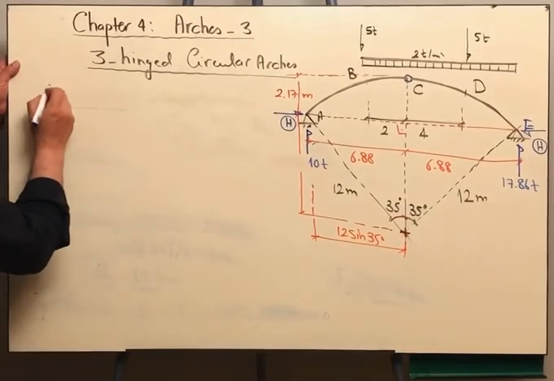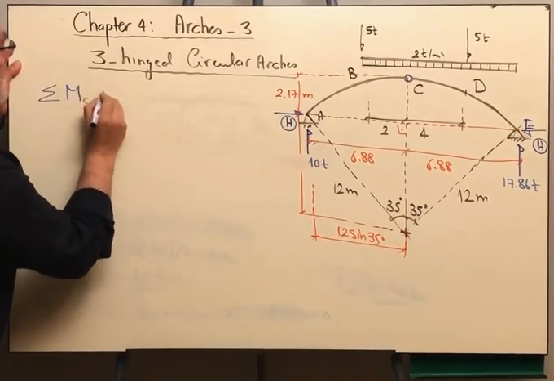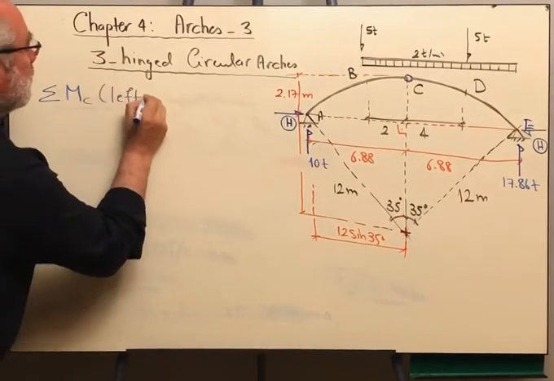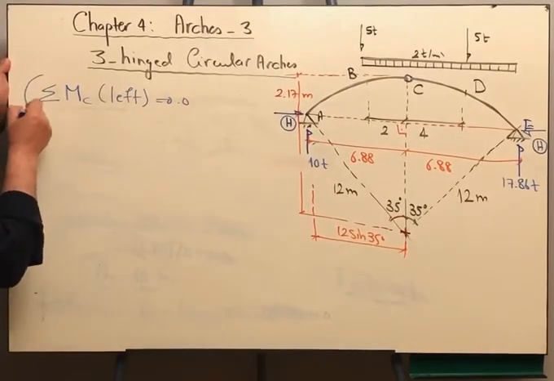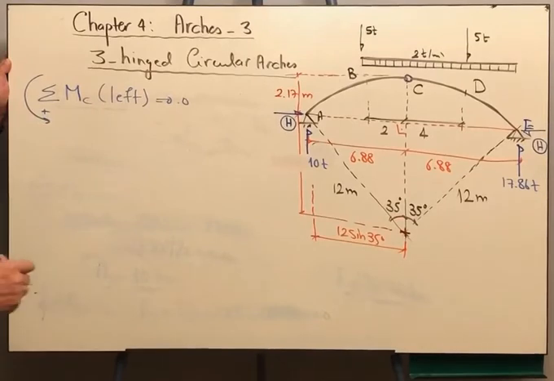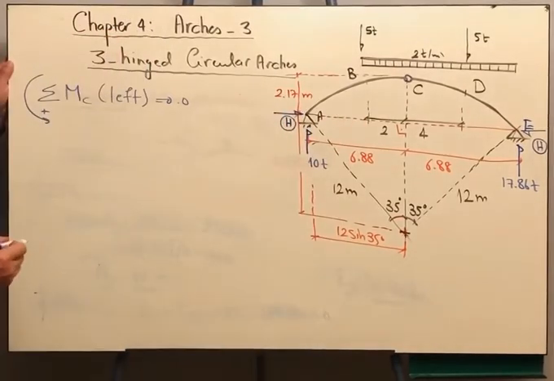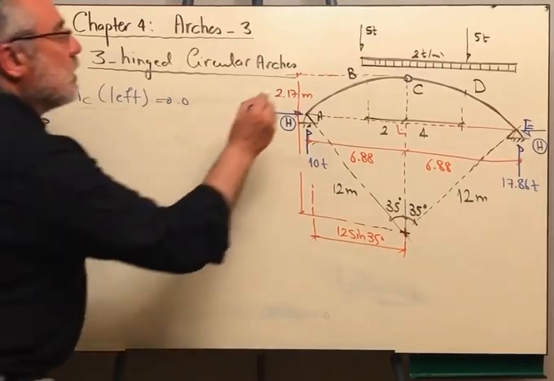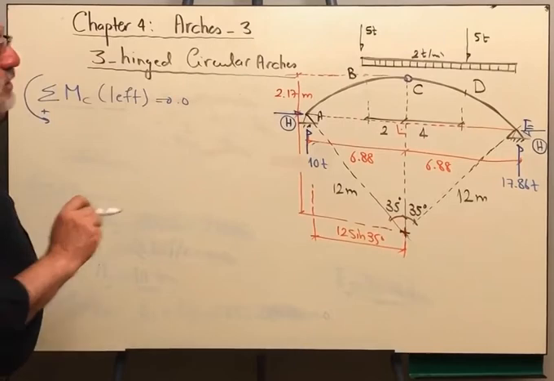So we will take sigma, the moment about point C from the left-hand side, equal to 0. Let us assume that this is the positive direction, the same direction of rotation of the unknown force about point C, which will be equal to 2.17. Again, how did we get the 2.17?